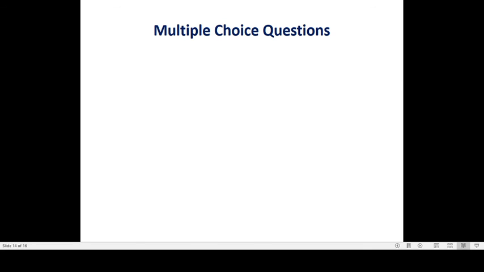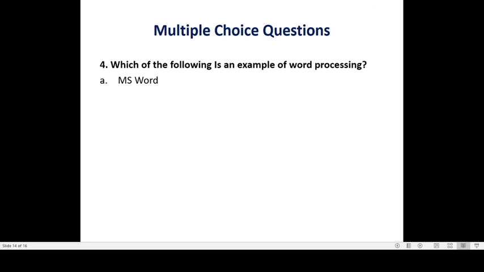Next question: which of the following is an example of word processing? Option A, MS Word. Option B, MS DOS. Option C, MS Excel. Option D, MS Access. Correct answer, option A, MS Word.